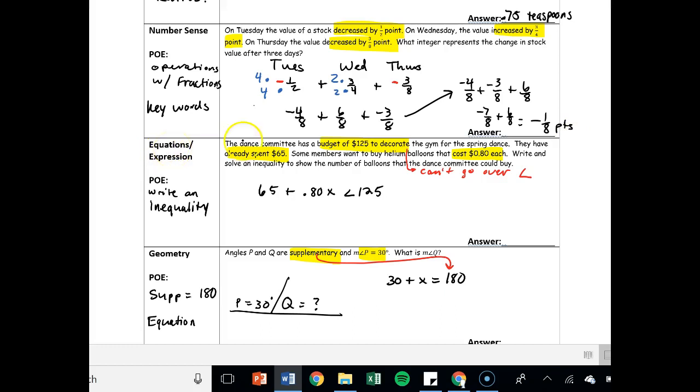Equations and expressions. It says the dance committee has a budget of $125 to decorate. Highlight that. That means if you have a budget of that much money, you can't go over that. So when you're talking about an inequality, which this problem asks for, you're going to use inequality signs. You're going to use a less than sign, meaning I can't go over $125. They've already spent $65, and some members want to buy helium balloons that cost 80 cents each. Those are the things that you should highlight, right? And solve an inequality to show the number of balloons that the dance committee could buy.